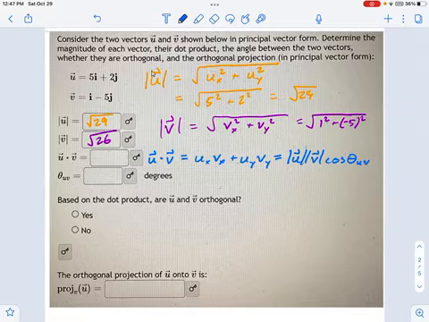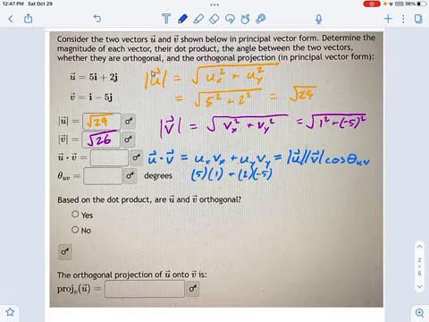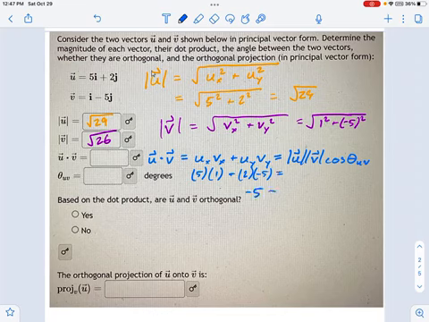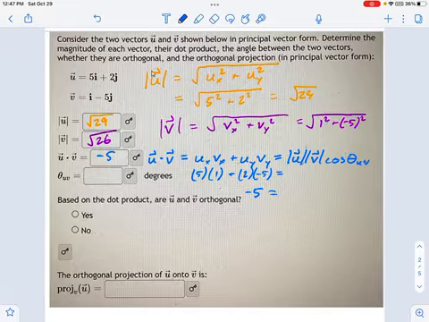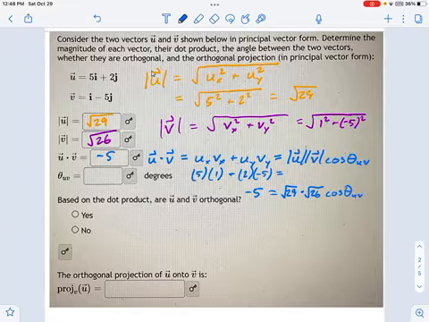First definition first. Let's take the x components. This is going to be 5 times 1. I'm looking at the i principal vector there. And now let's look at the j principal vector. This is going to be 2 times negative 5. If you multiply those together and add them up, you're going to get negative 5 for the dot product. That's a nice tidy number. And the magnitudes we already figured out before. So this is going to be the square root of 29 times the square root of 26 times the cosine of the angle. That's what we want, that angle.